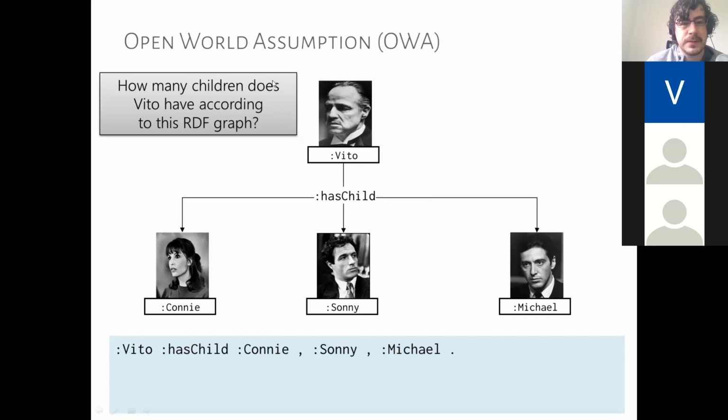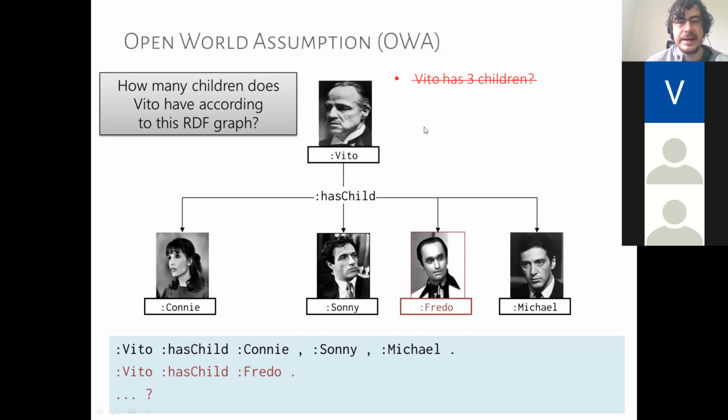So OWL assumes something called the open world assumption. So Vito has three children as one possibility, but actually what OWL considers is that, okay, maybe there's some other children that we haven't been given in the data. So unless we can prove otherwise, we're always going to consider that Vito could have more children and that the data are incomplete, right? It's not going to assume that the data are complete effectively. So here it would seem maybe that we could say that Vito has at least three children, right?